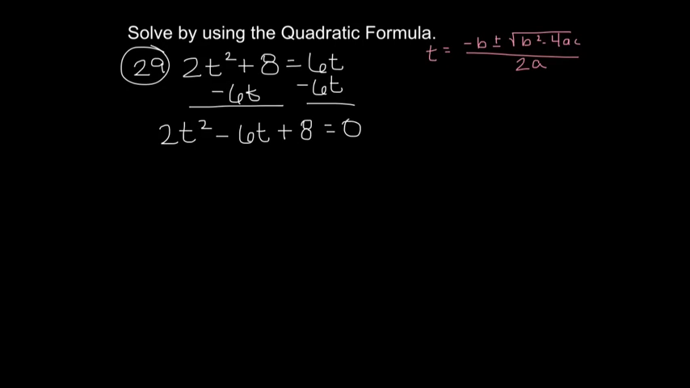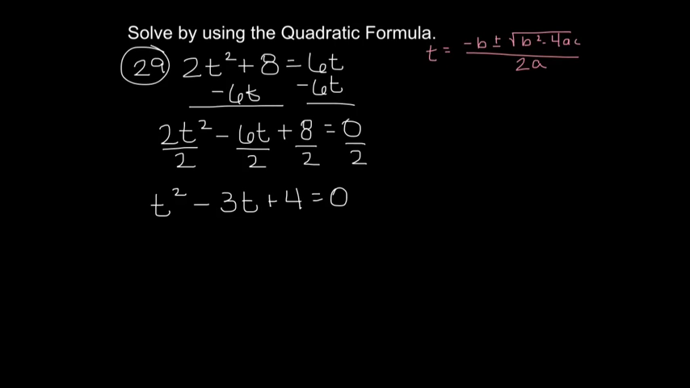An option I have here is to recognize that every one of these terms is even or divisible by 2. So to make my numbers a little bit smaller and a little bit more manageable, I can go through and divide everything by 2. That gives me the equation t squared minus 3t plus 4 equals 0. You'll get the same answer regardless of whether you do that division. It's just an option that makes your numbers a little bit more manageable. So keep that in mind as something that you can do.